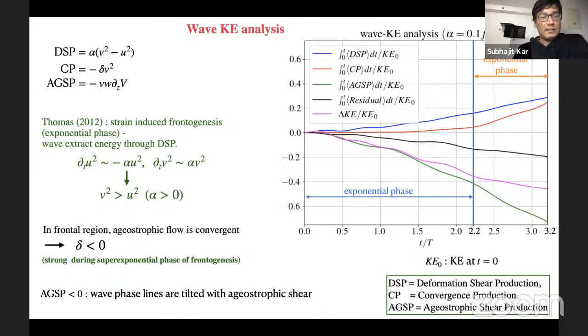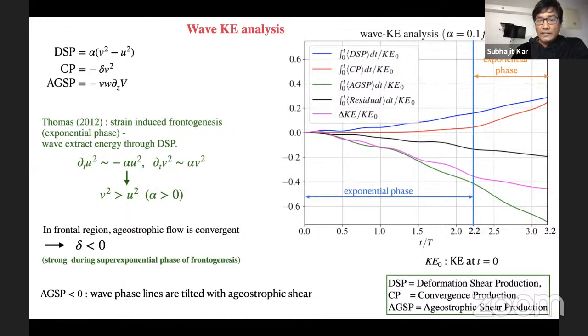But here the CP is positive because in the frontal regions the flow is convergent, which means that delta is negative. And this is stronger when you go into the super-exponential phase. That's why you see that during the super-exponential phase, the convergence production starts to increase much more rapidly.